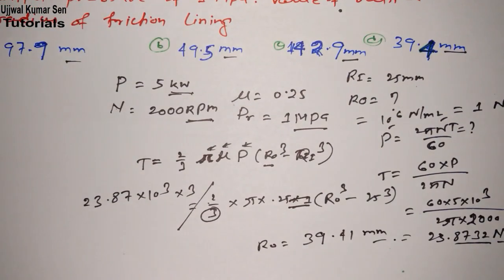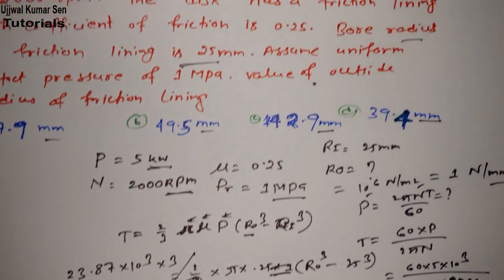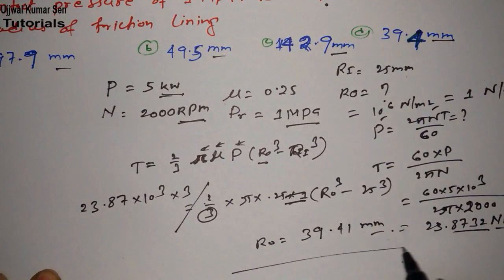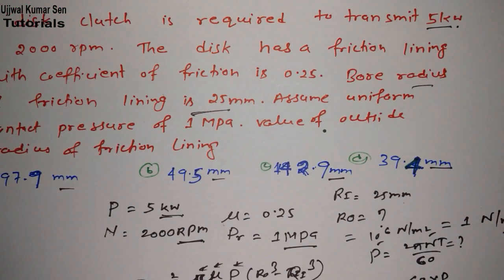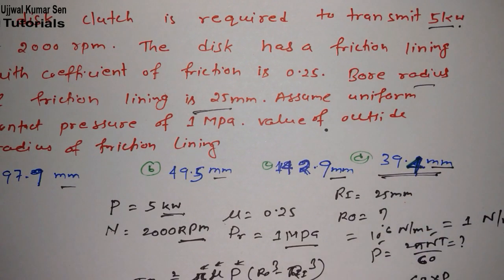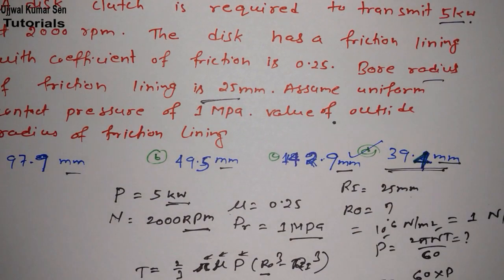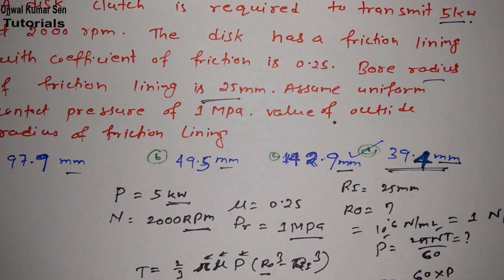Okay, now what we have to do, you know that. Now see option D, and the answer we got here is 39.41 mm, and its option is here, 39.4 mm. So I hope you got the answer. Option D, mark the right answer right now, because after putting in so much effort, we got this answer. Happy? I hope you understand the question, and of course the concept of the disc clutch and how to solve numerical problems related to it.